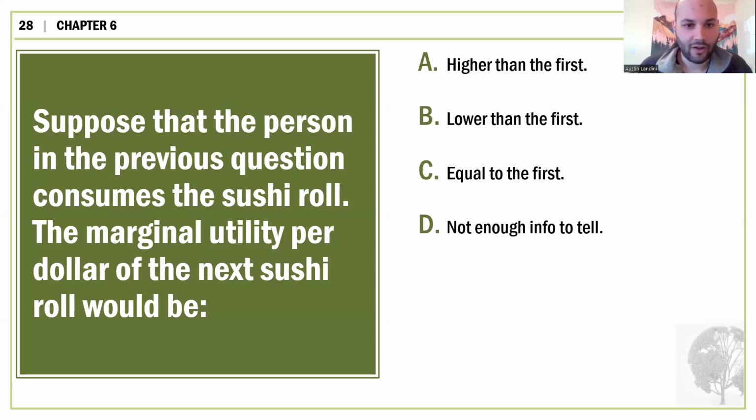Right, so here's the question, kind of jump the gun. Suppose that the person in the previous question consumes the sushi roll. The marginal utility per dollar of the next sushi roll would be higher, lower, or equal than the first. Our law of diminishing marginal utility tells us that if we eat a sushi roll already, the next sushi roll we eat should have lower marginal utility than the previous.